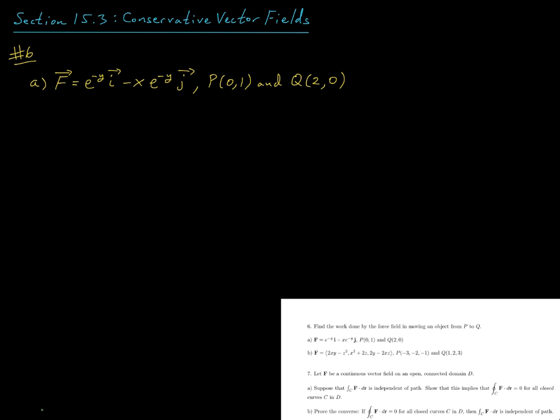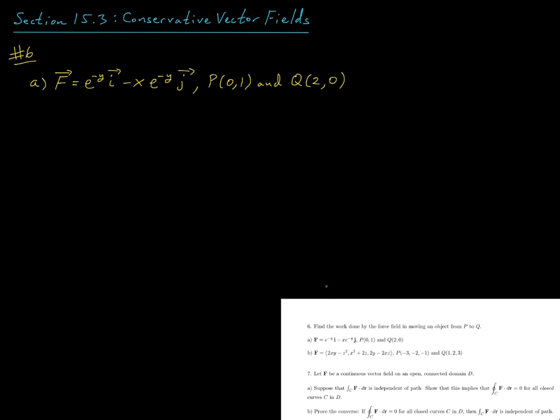All right, question 6 says find the work done by the force field in moving an object from P to Q. And for part A, we have the field F, which is e to the minus y i minus x e to the minus y j. And we're going to move an object from the point P with coordinates (0, 1) to the point Q with coordinates (2, 0).